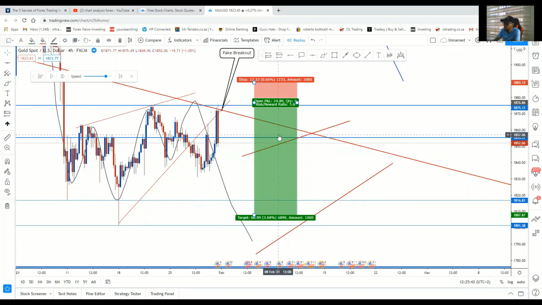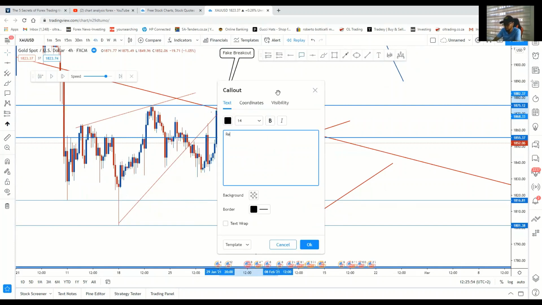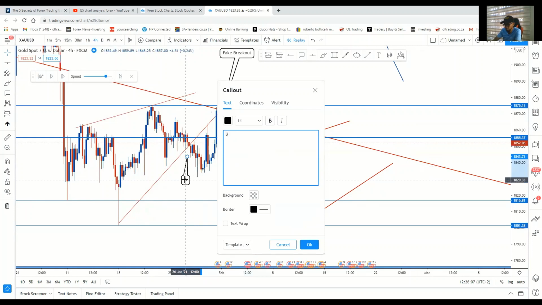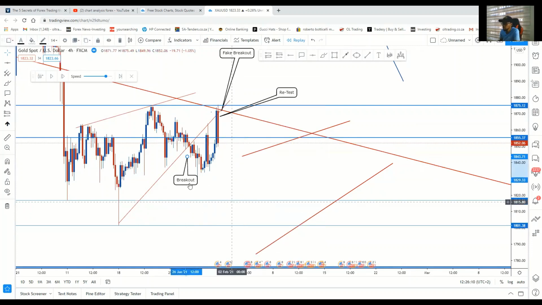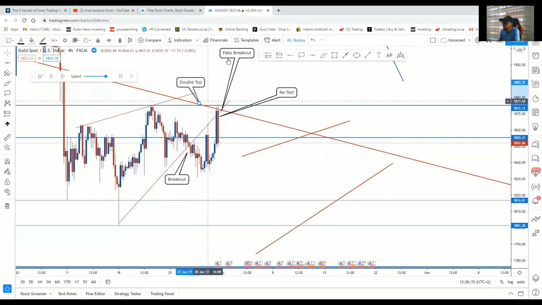Do you see what happened here, guys? What happened here was a break, then a retest. So we can say this is a retest. Breakout, then retest. So what's our next move? We're taking it down because it broke, then now it came back to retest, creating a double top. So you can see you have many reasons there. Double top, retest.